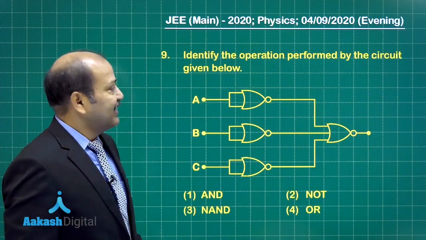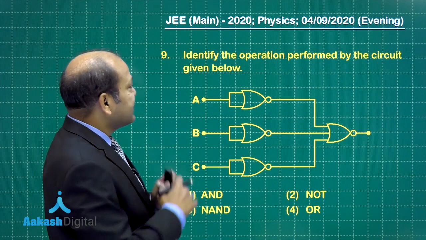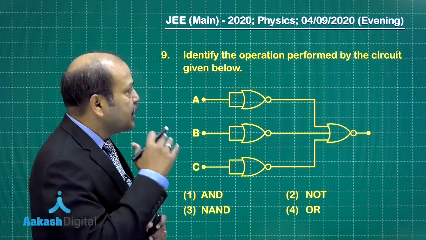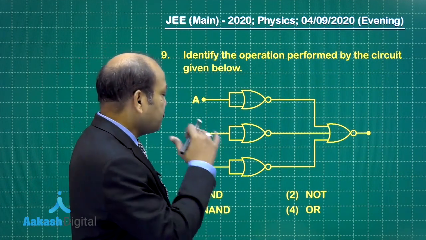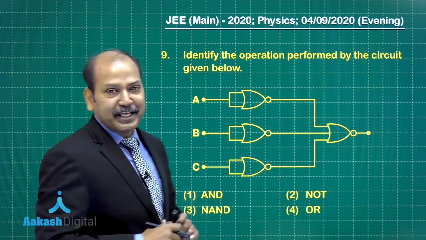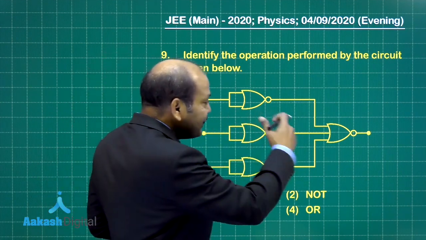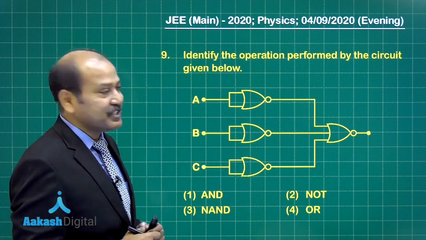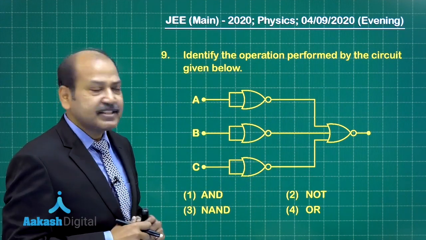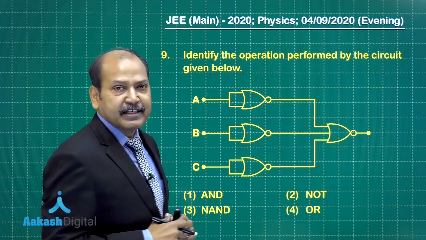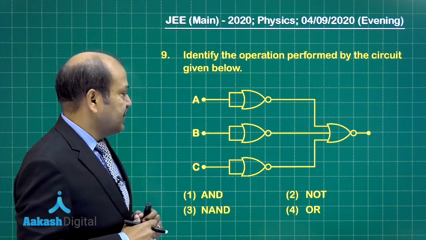And let's now go to question number 9. Question number 9 says, identify the operation performed by the circuit given below. And the 4 options are given. Well, we have all these logic gates. The question, of course, is from digital circuits, and in fact it's related to the logic gates.